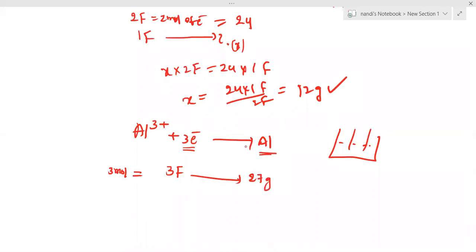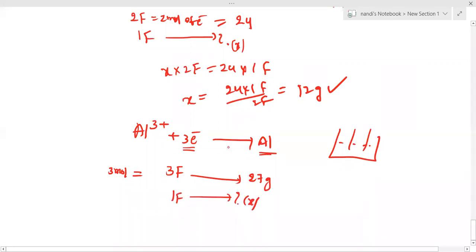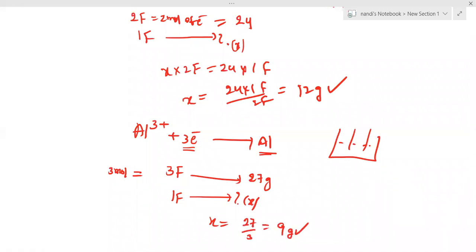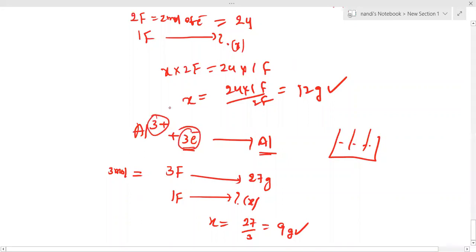Then 1 Faraday, how much? Calculate it. X equals 27 by 3, 9 grams. So what is your doubt here? Please let me know. I am calculating everything for 1 Faraday. Whatever the charge is, that many Faradays are required. This is 3 plus, so 3 Faradays required. If 2 plus, then 2 Faradays required.